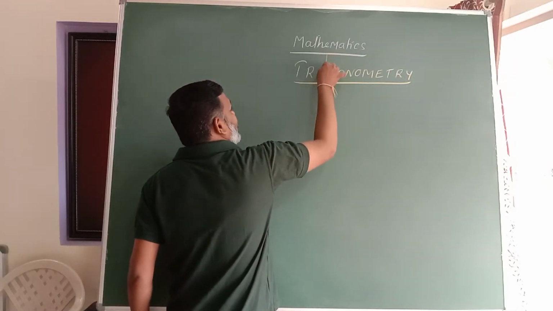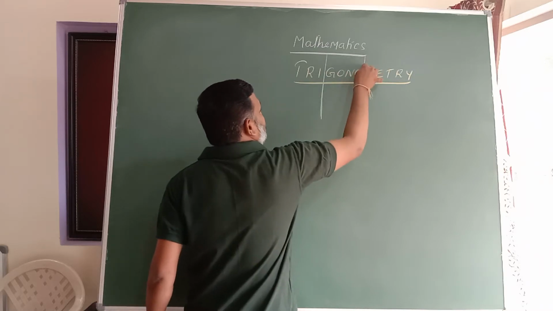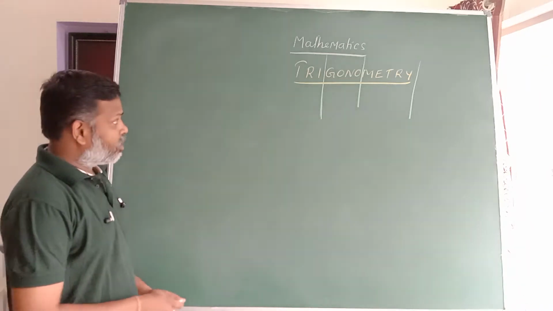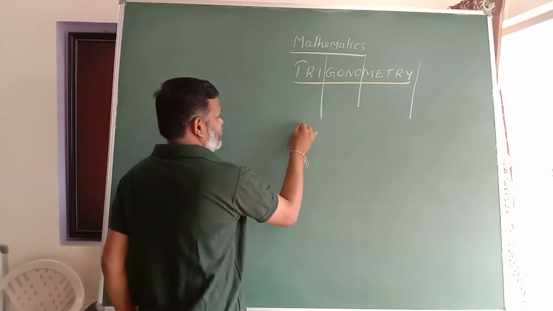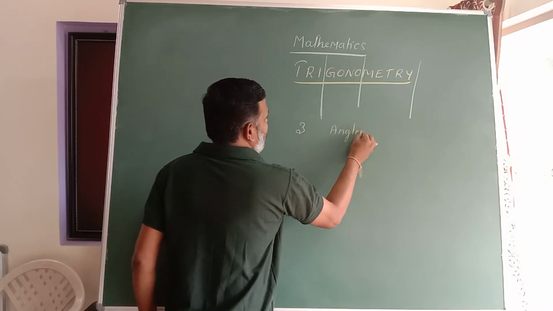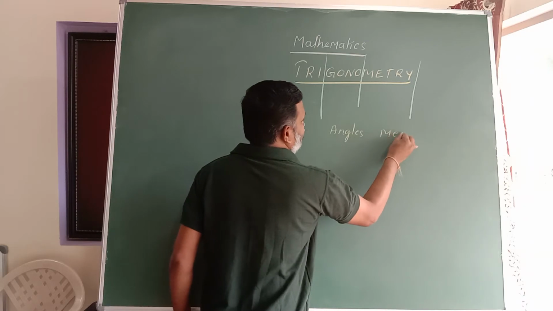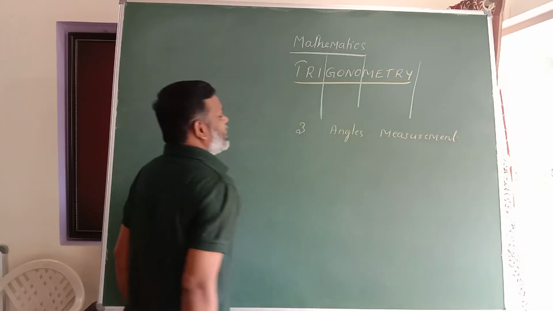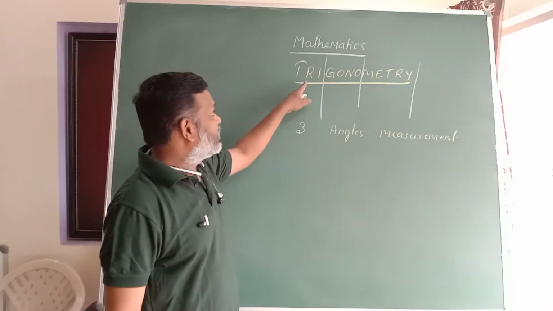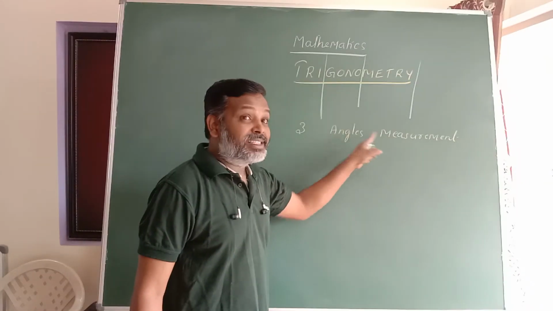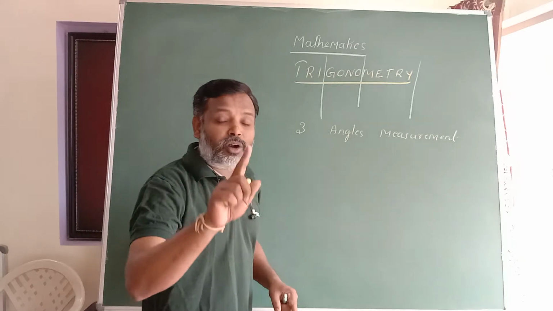The word trigonometry can be divided into three segments. The first one is tri, the next one is gono, another one is metri. So the tri says three, the gono means angles, and the metri means measurement. Therefore, the word trigonometry can be divided into three segments: tri, gono and metri, which means three angle measurement. It is only the meaning of the word trigonometry, but not the definition.